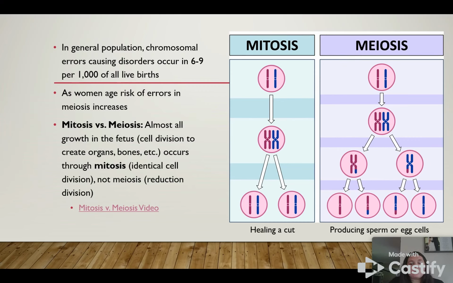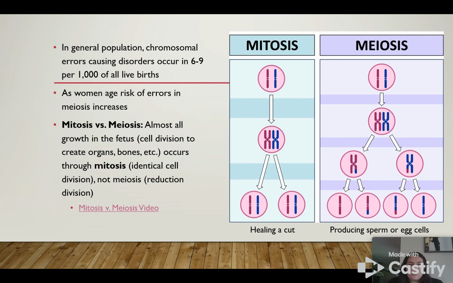In our general population, a chromosomal error causes disorders that occur in 6 to 9 per 1,000 live births. So not a large amount, but these chromosomal errors result in a lot of the disabilities that you will be encountering in your career.